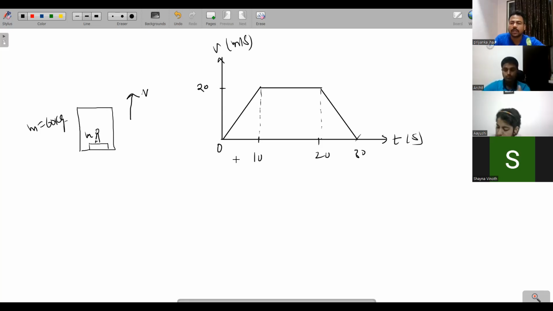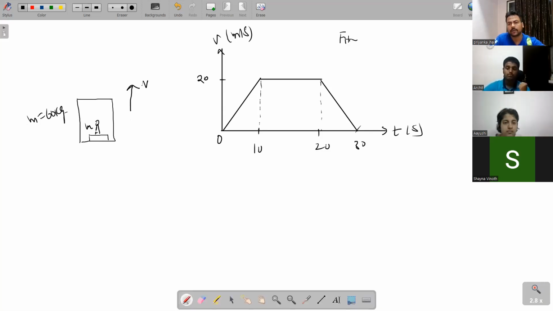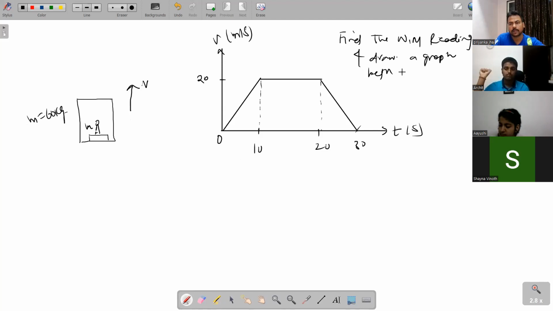So basically, you have to find the weighing machine reading and draw a graph between weighing machine reading and time. I'll solve it, don't worry.